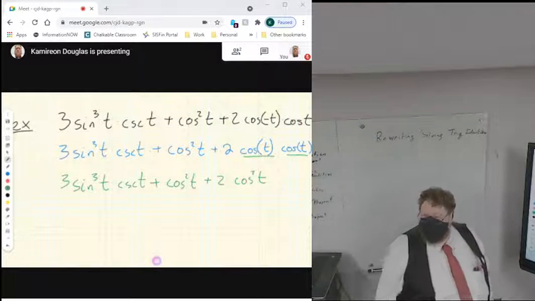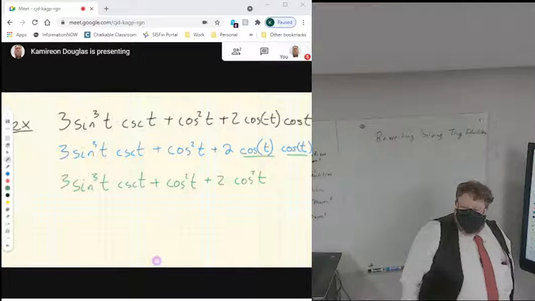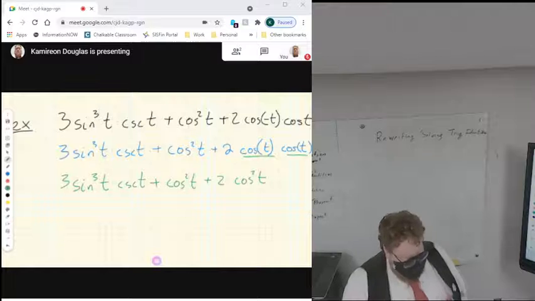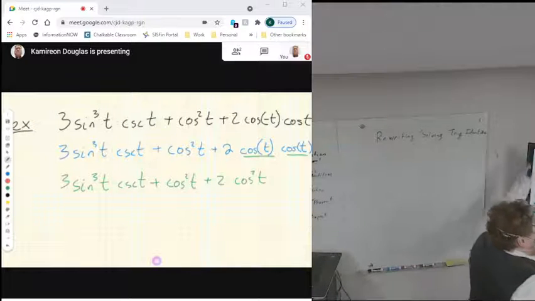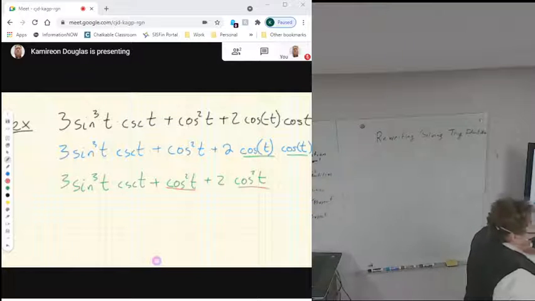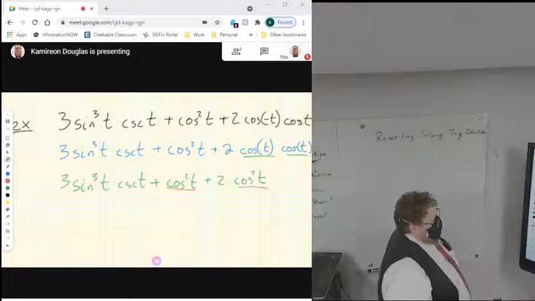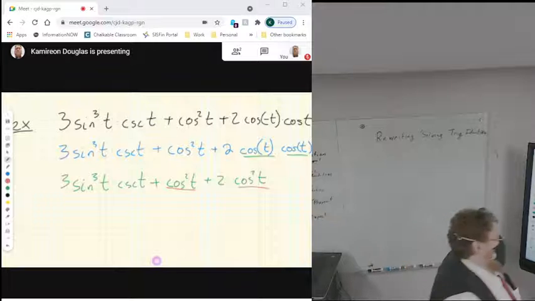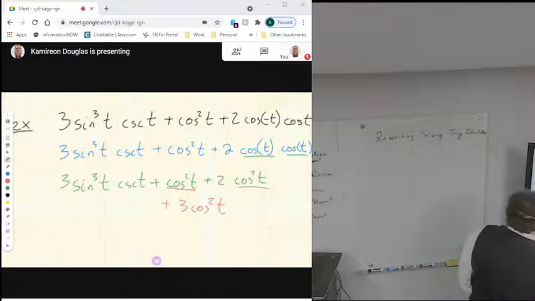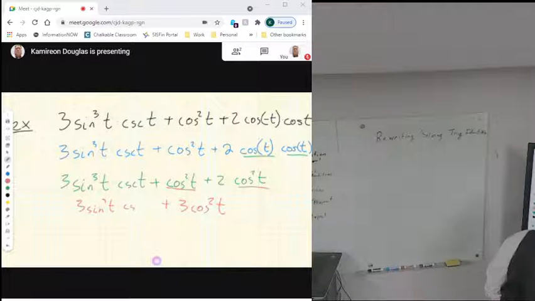I got a question. Go ahead. That was also cosine squared, so wouldn't you add that to the other cosine? Yes, we should. As a reminder, algebraically, if I have something squared and something squared with 2 of them, I can combine them together as if they were x's. So if I have an x squared plus 2x squared, I would get 3x squared. But if they're cosines, I'd have 3 cosine squared of t. So I have 3 sine cubed of t times cosecant of t.